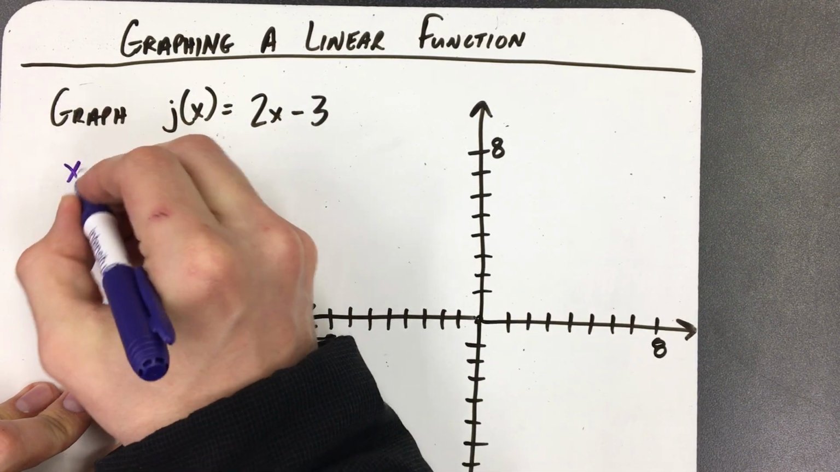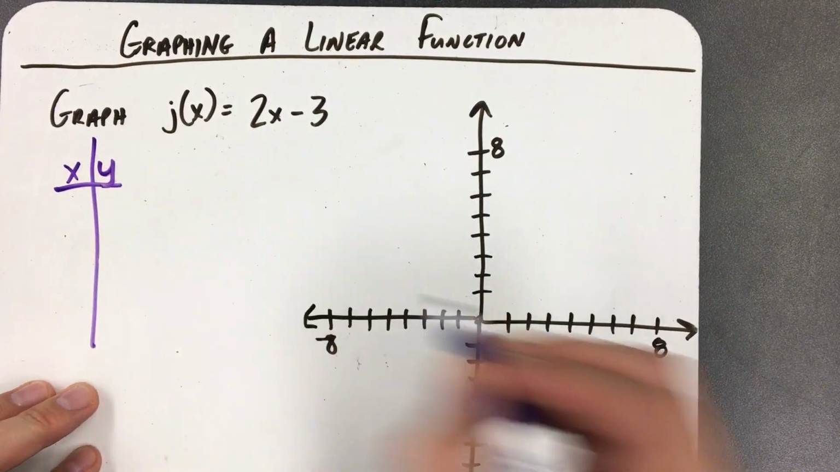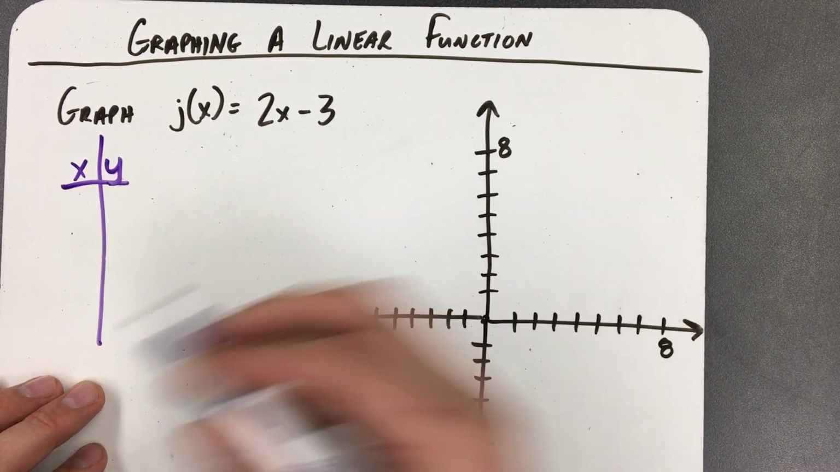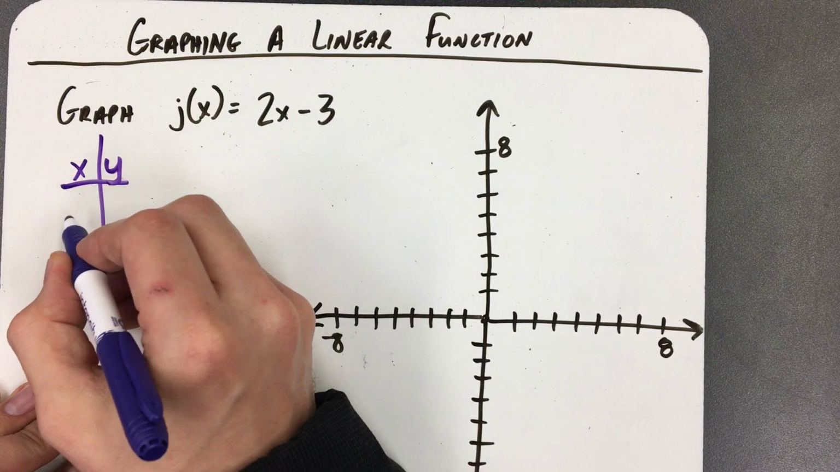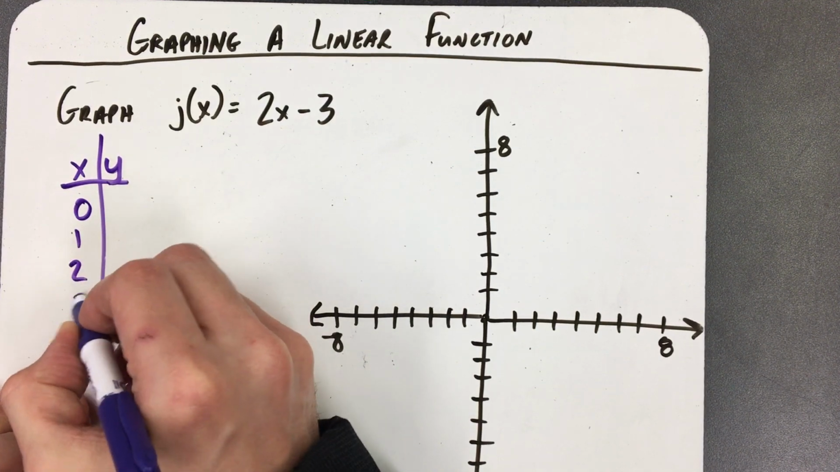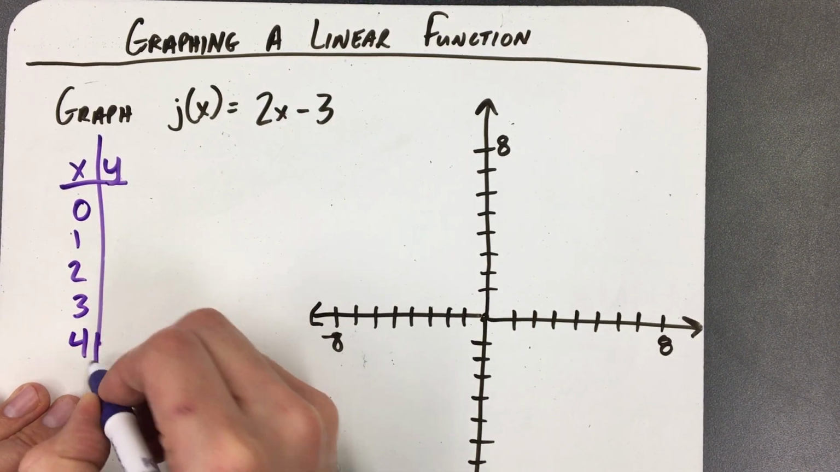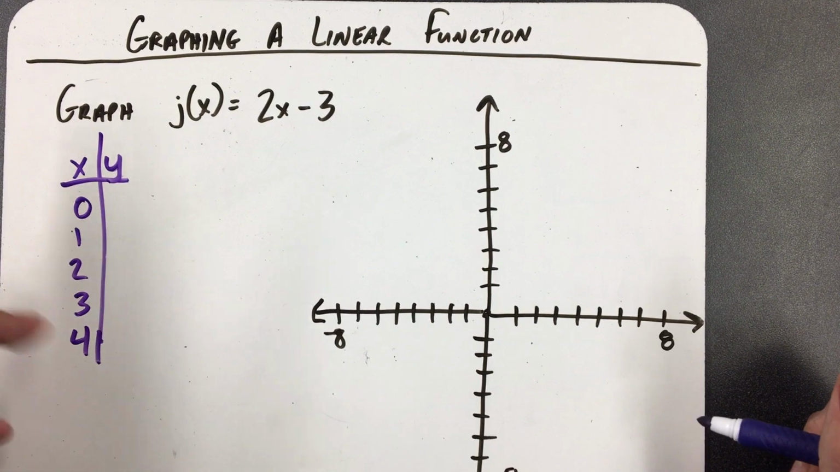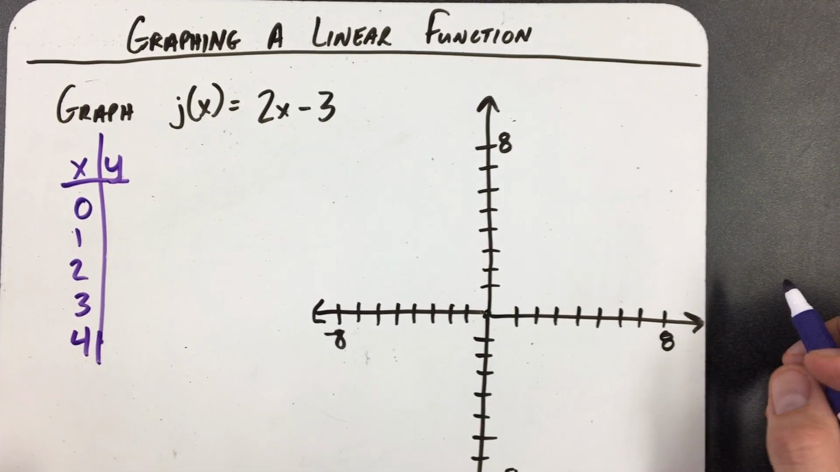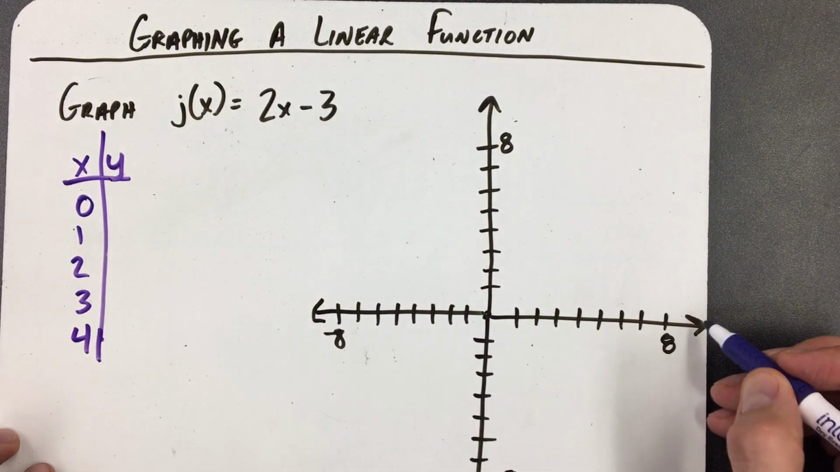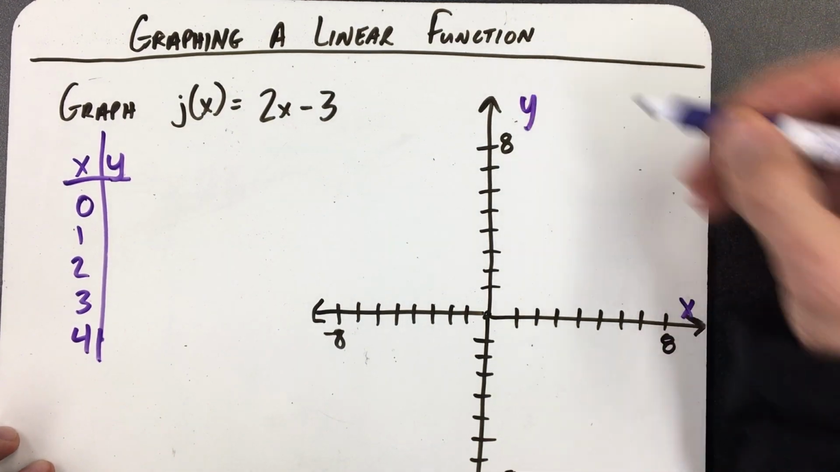Normally you make an x and y table like this, right? And you pick the easiest numbers you want. Pick the most simple numbers you can come up with. Maybe you say 0, 1, 2, 3, 4, something like that. You don't even have to pick 5. You could pick negatives if you wanted. I just like to pick positives. Usually you say x and y because you have the x-axis and the y-axis. That's usually how you do it.